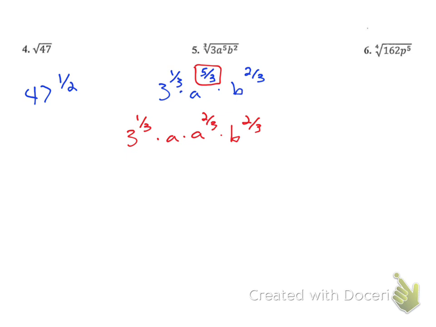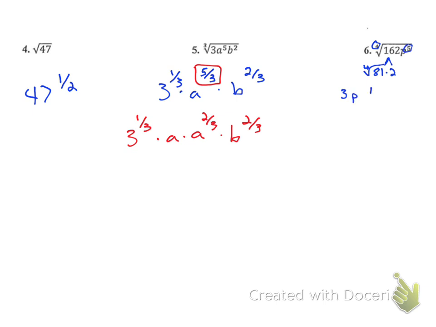All right, number 6. How would we write that in exponential form? 162 to the 1/4 power times p to the 5/4. Good. Very good. 2p to the 1/4 power. But I want to show you something here. 162 is 81 times 2, right? What's the 4th root of 81? 3. Good.